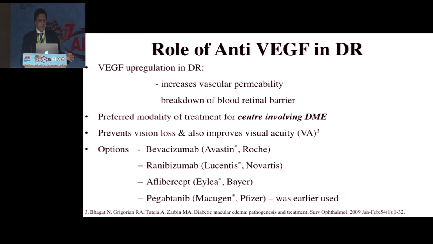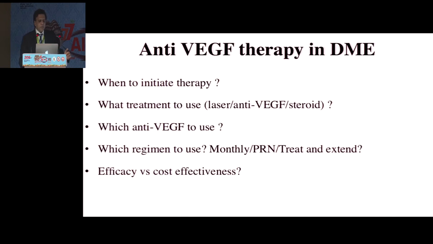So the role of anti-VEGF is, because of the VEGF upregulation, you've got to counter it. There's a breakdown of the blood-retinal barrier. It's a preferred mode for first-line management for center involving DME. It prevents visual loss and, in fact, improves vision, unlike laser. And the choices are with you. Of course, new ones are coming up, for which I'll tell you a little bit in the last slide.